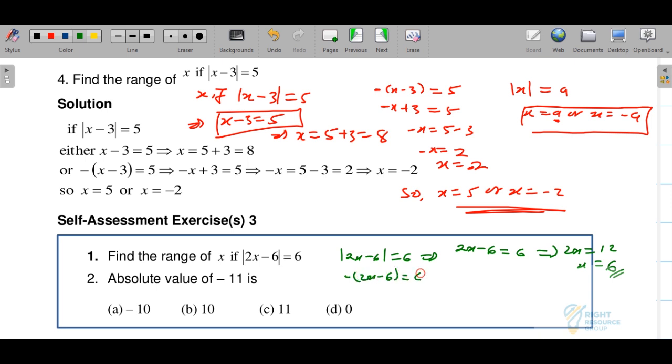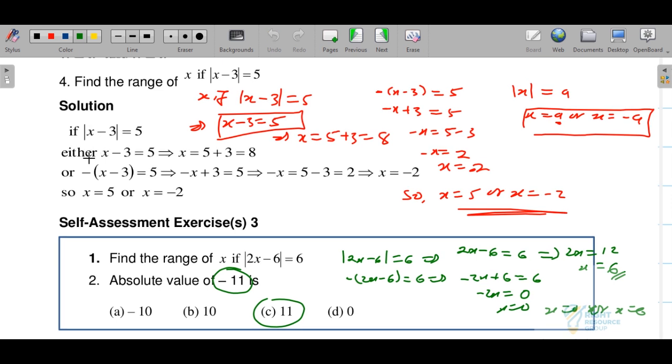Or you are going to have minus (2x minus 6) equal to 6, which means this is going to be minus 2x plus 6 equal to 6, minus 2x is going to be equal to 0, taking this aside. So x is going to be equal to 0. So the values are x equal to 0 and or x equal to 6, right? So here you have to take the absolute value of minus 11, which is going to give you 11. So that is the answer.